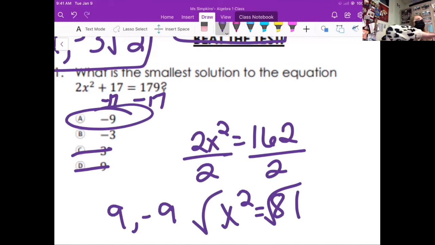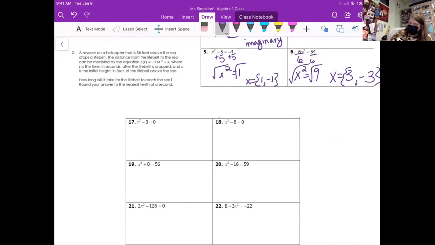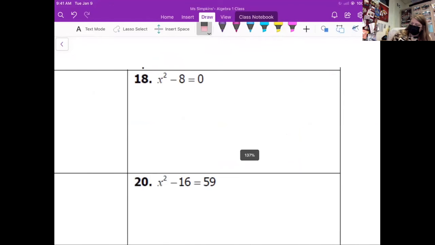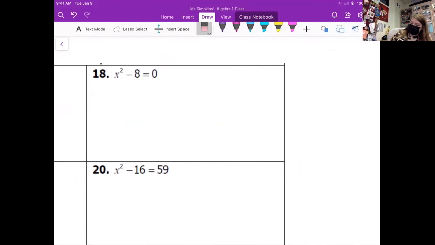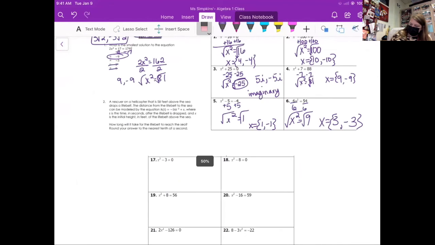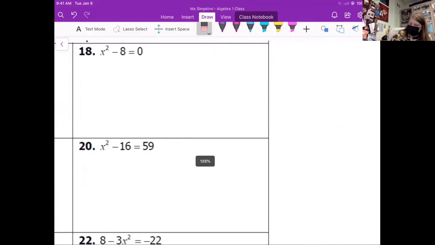Okay, so we're going to try 2 more. These are not perfect squares, so I want you to practice simplifying them, okay? So you're going to do, this will let me zoom in, 18 and 20. So I'll give you a second to do that, 18 and 20.